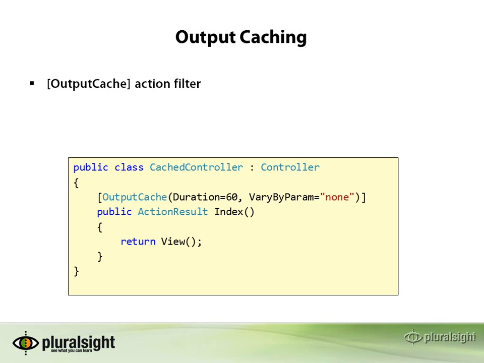The attribute will also work on child actions, as we'll see, and there's a variety of options you specify on the attribute itself, like the duration that the cache item should live in memory, that's specified in seconds, and what parameters should vary the cache, which is best understood using an example.